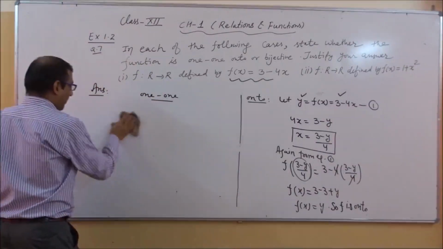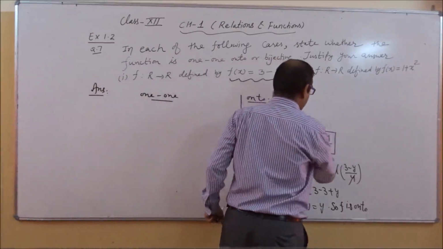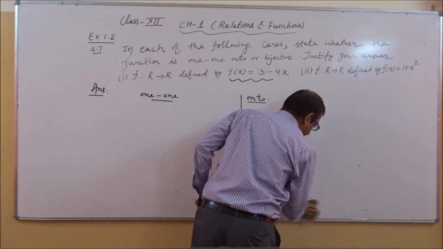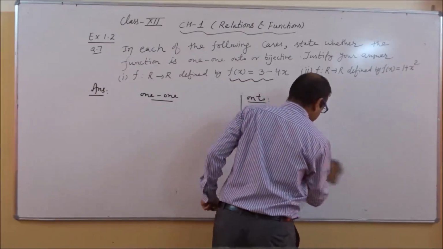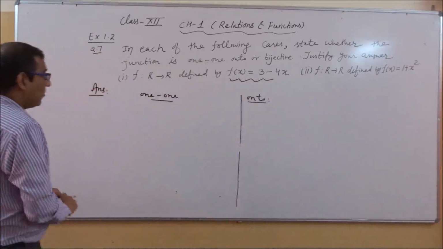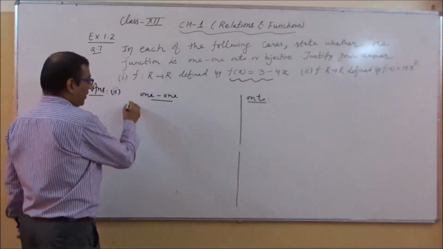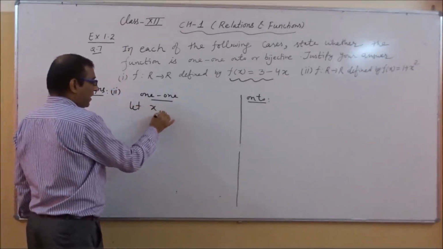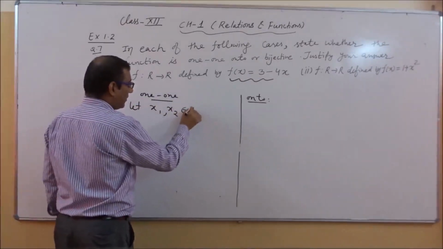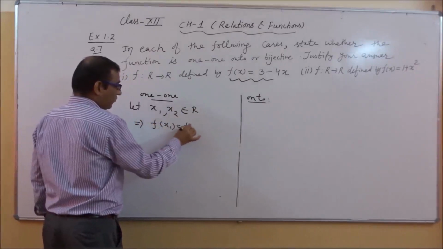And this method is applicable for all the questions which are related with 1-1 and onto. So I am continuing with the same process as per the first part of this question, and these types of questions are very important also. So now I am continuing with the second part, and this time first we will take two elements as per the definition of 1-1, x1 and x2 belong to R. So first we will take f(x1) = f(x2).